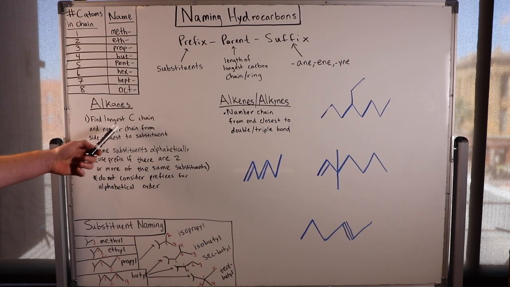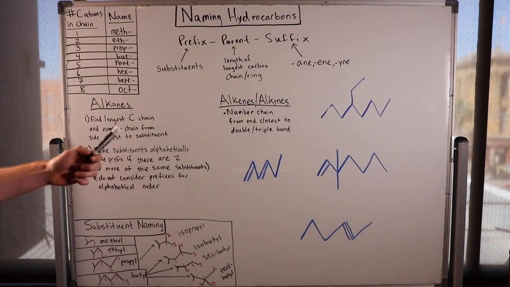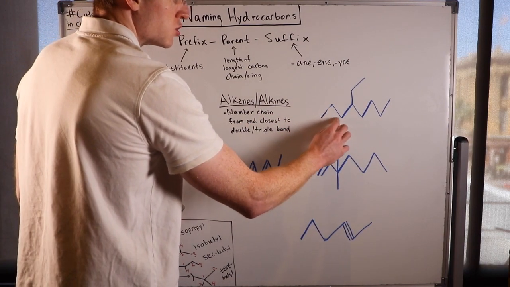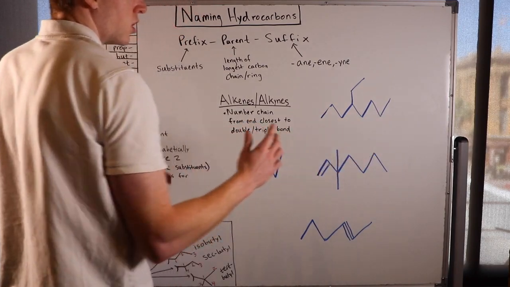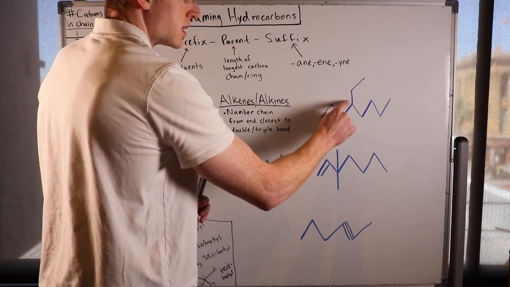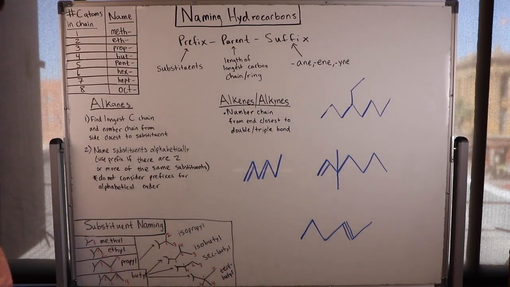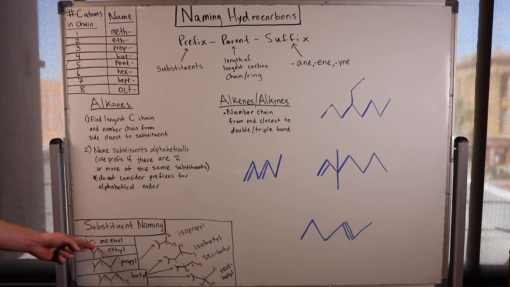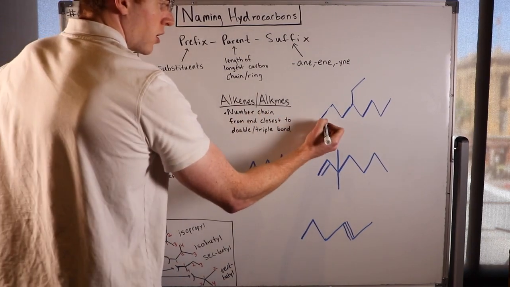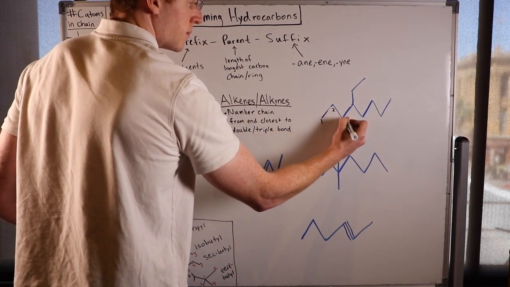But we want to number the chain from the side closest to the substituent. So if we're saying this bottom chain here, this chain of 8 carbons, is our longest parent chain, then this thing up here is going to be our substituent. And it's actually going to be an ethyl substituent. I have a list of substituent names down here, and you can see that this little curved thing here means the rest of the molecule, and when you have 2 carbons hanging off of your parent chain, we call that an ethyl group.